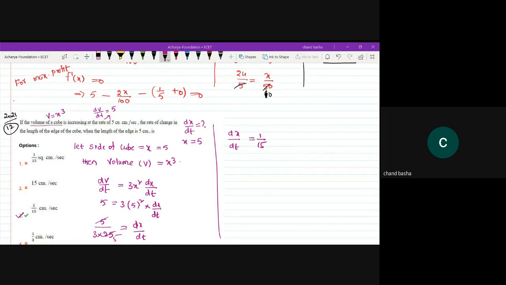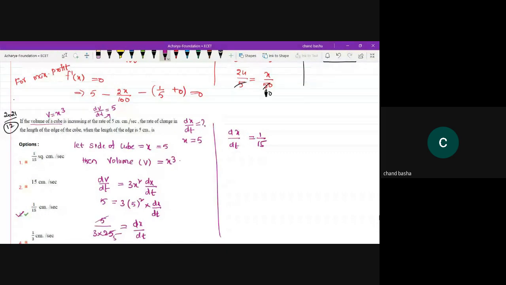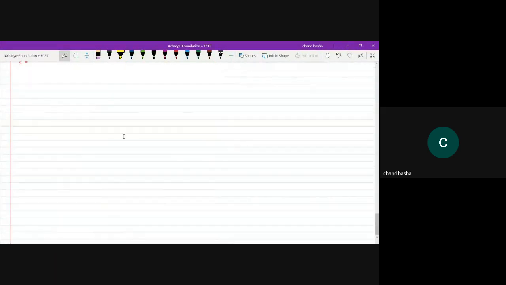Next problem, the interval in which your function is strictly increasing. Increasing means f dash of x is greater than 0. You can do the problem. The next question is from 21 only.